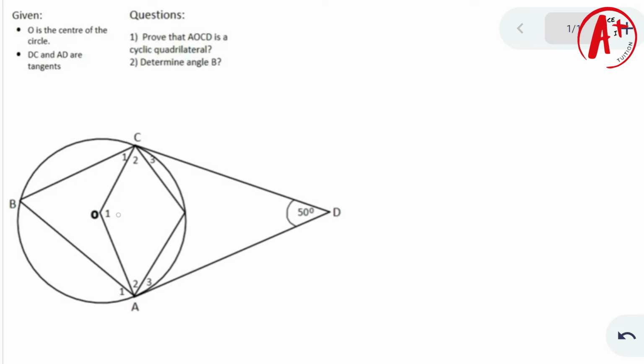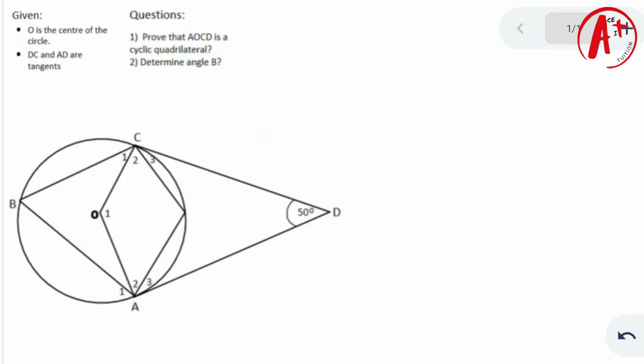In this question, we are given O, the center of the circle. It is also given to us that DC and AD are tangents. We need to prove that AOCD is a cyclic quadrilateral, and we need to determine the angle of B.